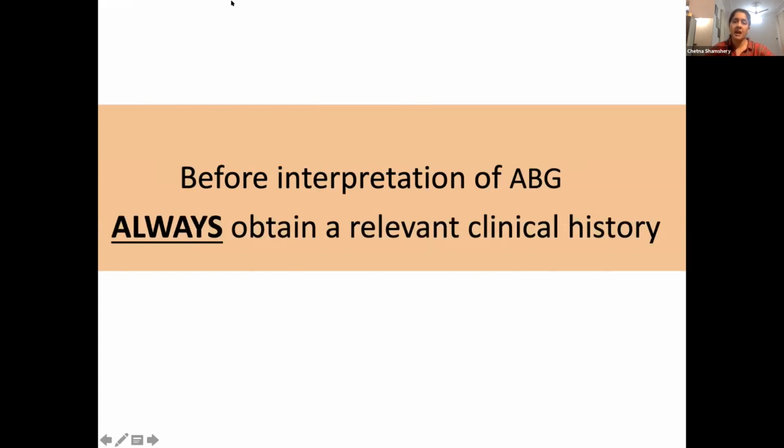Because the ABG will have several differential diagnoses. And to come down to one particular diagnosis, as I've already said, you need to know the clinical background. Only then you can correlate the ABG to the patient stages.